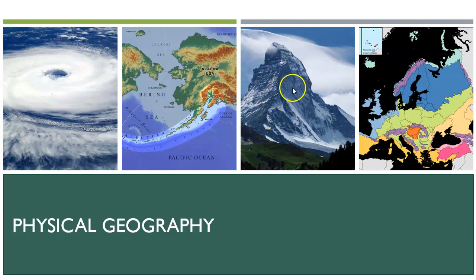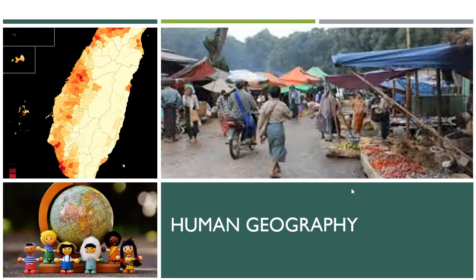Landforms, things like a mountain. Climate also falls in physical geography. And then some of the things that you don't tend to think about being part of physical geography are those phenomena that happen on Earth, things like hurricanes and tornadoes and tsunamis. Volcanic eruptions are also part of physical geography.